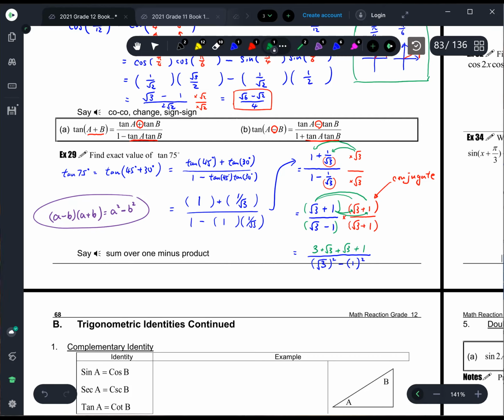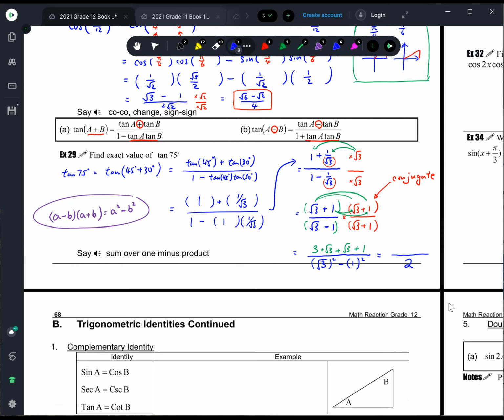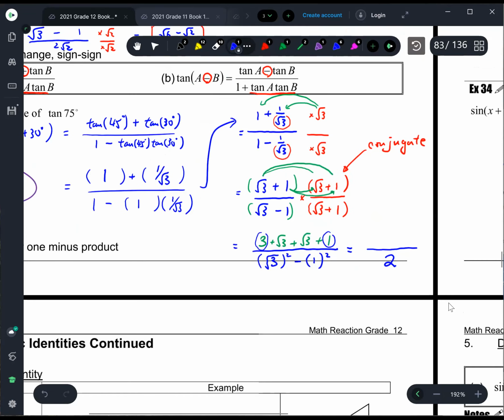All right, so now the denominator, root 3 squared will be 3, right? 3 minus 1, so that's 2. So you see the denominator no longer has a square root. And then the top, we combine all the like terms. The 3 and the 1 can add, so that'll give you a 4. Square root 3 plus square root 3 will be 2 root 3.